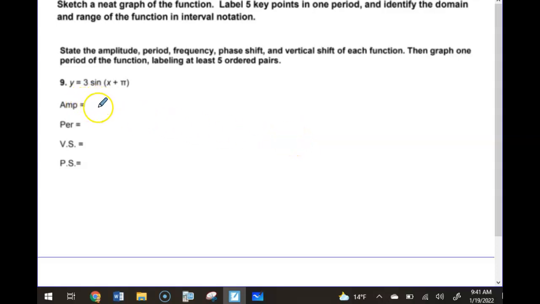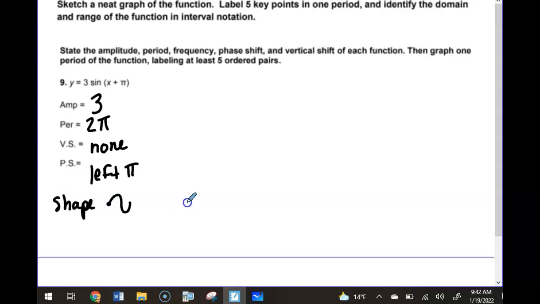Tell me for number 9 what you know. Tell me something you know. Star, can you tell me anything? Okay. Natalie, can you tell me anything? The period is 2 pi because there's no b in here. Anybody tell me is there a vertical shift? No. What about a phase shift? Left pi. Okay. And the shape for sine starts at the midline, right? Okay.